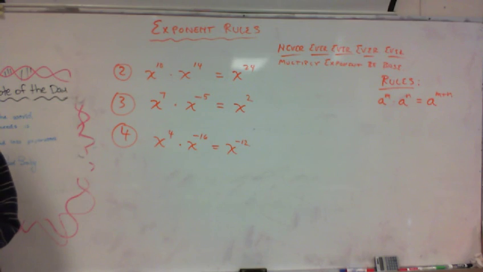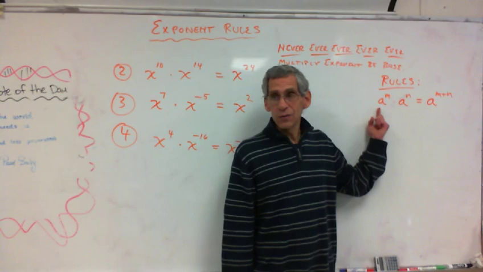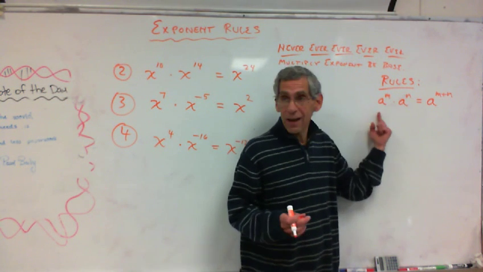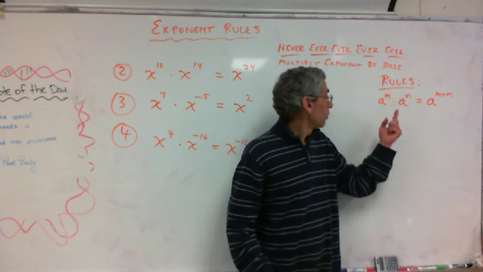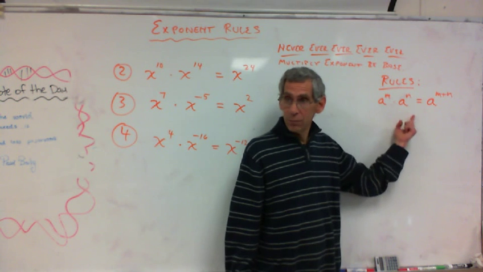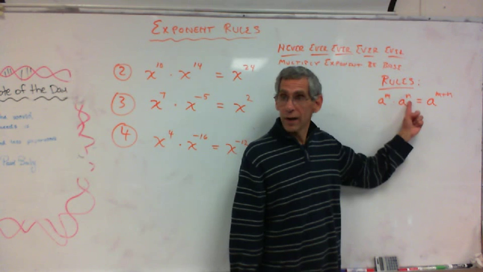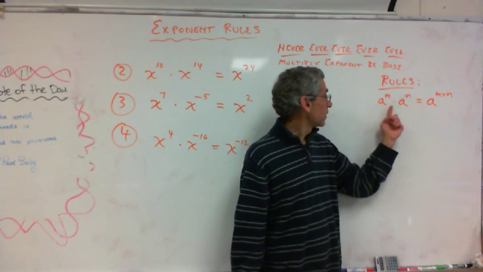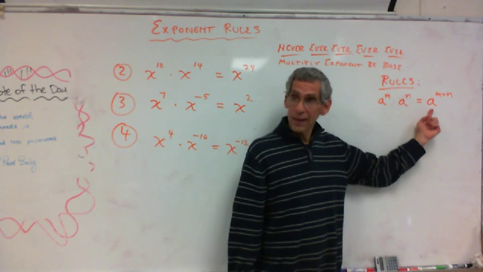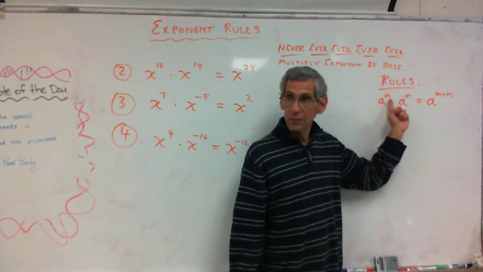So wait, what does the a stand for? Okay, that's a great question. I should explain this more. a stands for any number. But these two a's have to be the same number, right? You see what I'm saying? So basically a is a base, any base number, where the bases are the same. And then m is any exponent, and n is any other exponent. And so if they are the same bases, then the answer will be that base raised to the sum of the two exponents. Does that make sense?